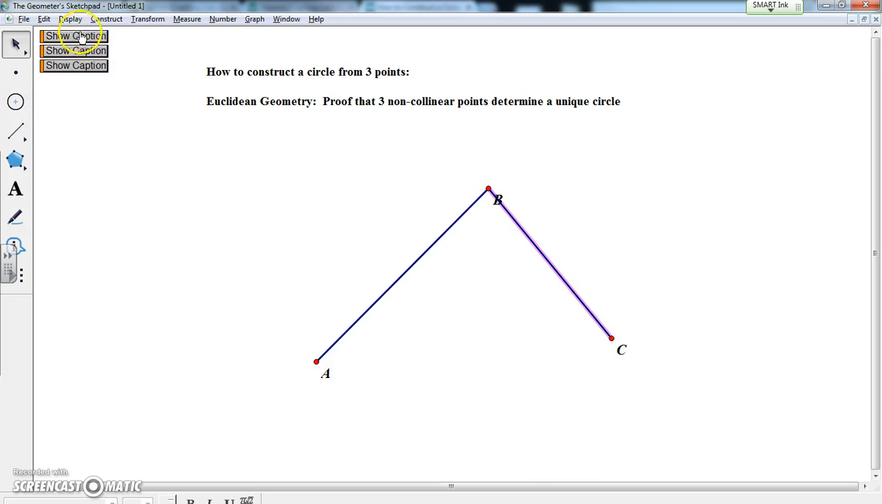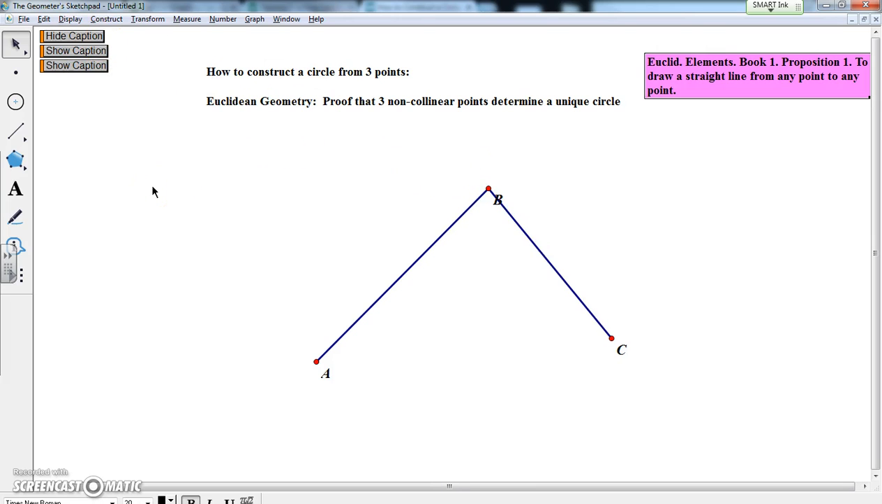So using Euclidean construction methods, I would be using from Euclid's first book, Elements, Proposition 1, that I am able to construct a straight line from any point to any point. So I'm able to construct a straight line from A to B and B to C. The next thing I'm going to do is construct, of line AB and BC, their perpendicular bisectors.